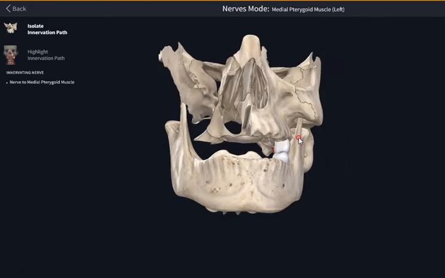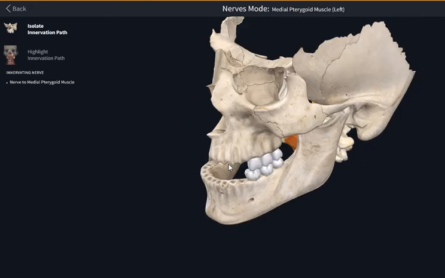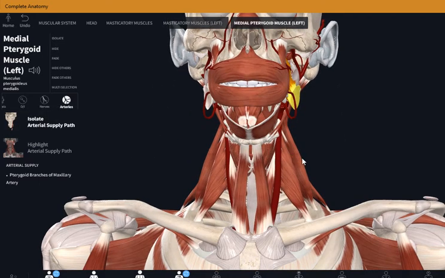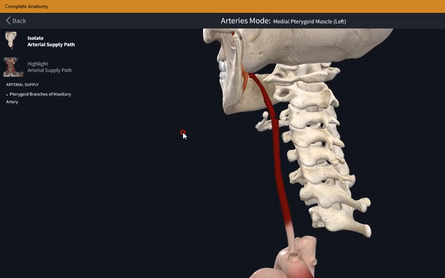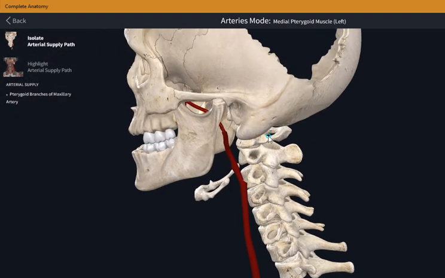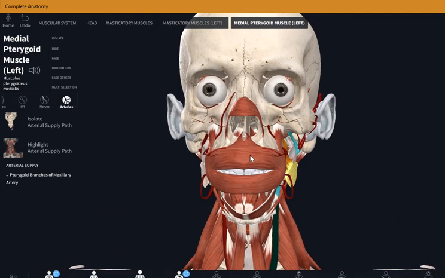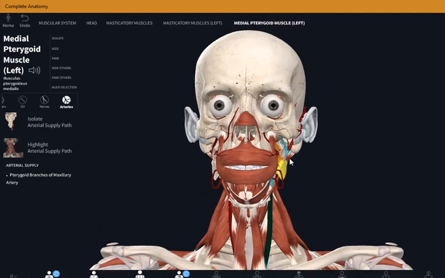We see that it receives from the mandibular portion of the trigeminal nerve. After the nerve, we see the artery. We isolate the artery. We realize that it receives from the internal one. This is the maxillary artery, which is going to supply the medial pterygoid muscle. So this is what was seen for the medial pterygoid muscle.